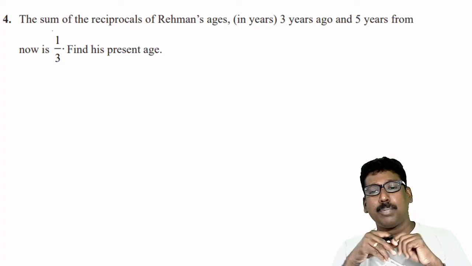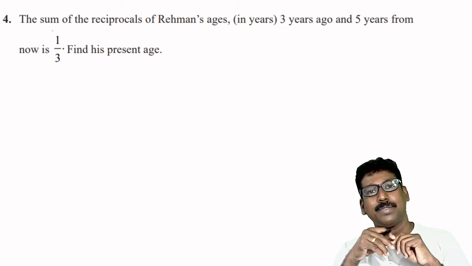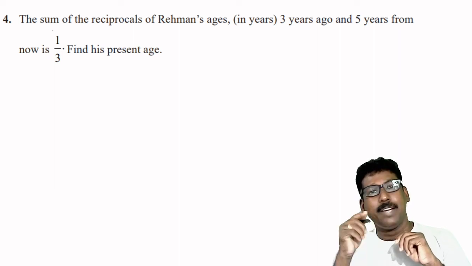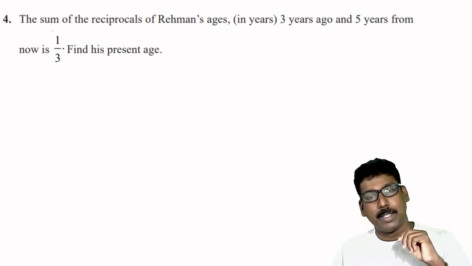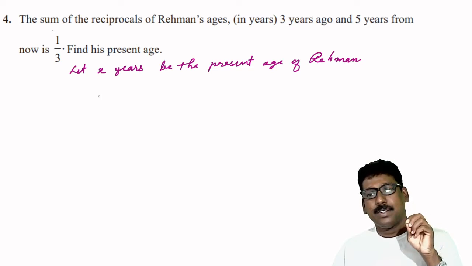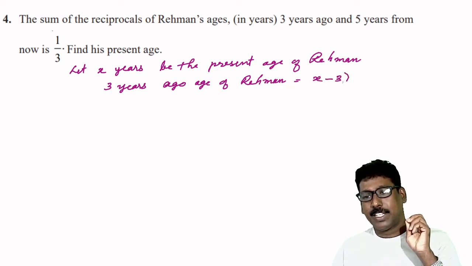The sum of the reciprocals of Rehman's age in years 3 years ago and 5 years from now is 1 by 3. Find his present age. Here, the present age of Rehman, you can take as x. So, let x years be the present age of Rehman. Then, what is his age 3 years ago? 3 years ago, the age of Rehman you can write as x minus 3 years.